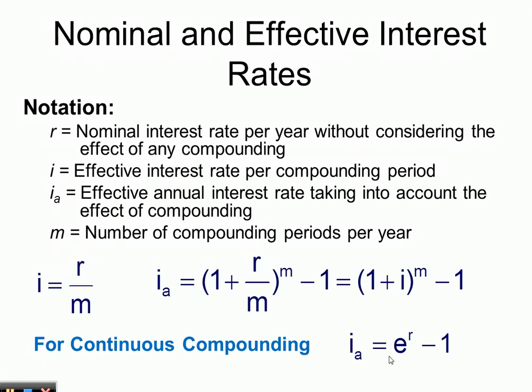For continuous compounding, there are no compounding periods. There's infinitely many of them. And therefore, the formula uses e, the natural exponent, approximately 2.72. So it's e to the r, where r is the nominal rate, minus 1.